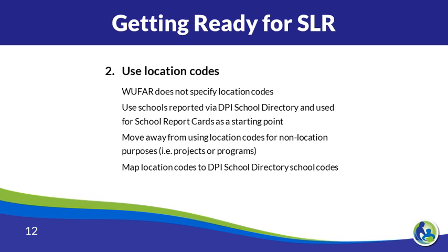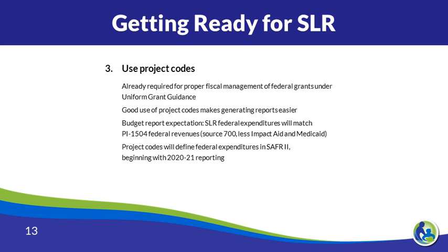The financial software vendors are working on tools to help with school-level reporting, and you will need to do this to make their tools work. Similarly, use project codes, another accounting dimension available in WUFR. DPI specifies project codes for all the federal and state funding programs we administer, and using them is required for districts and LEAs to properly manage their federal grants under the Uniform Grant Guidance.